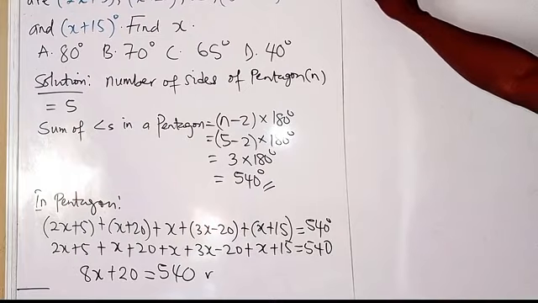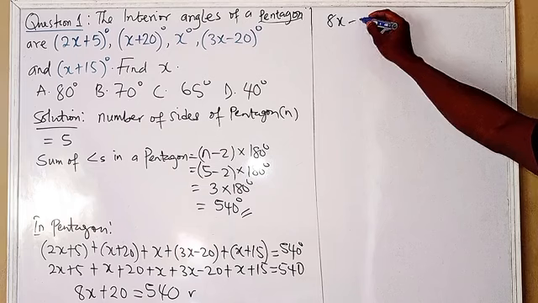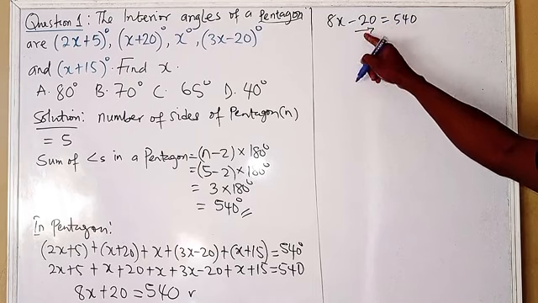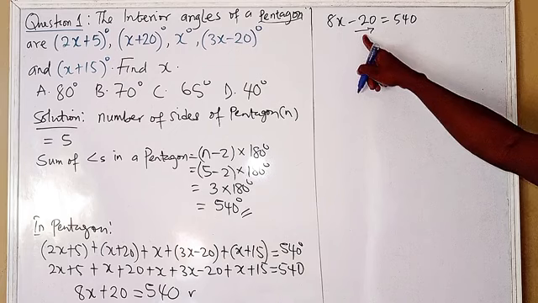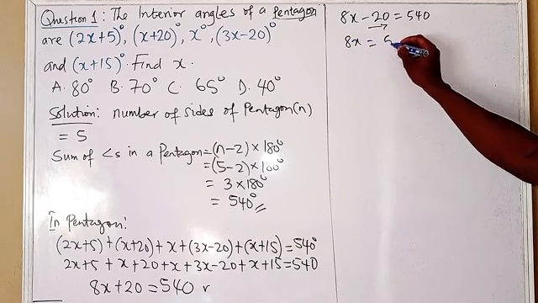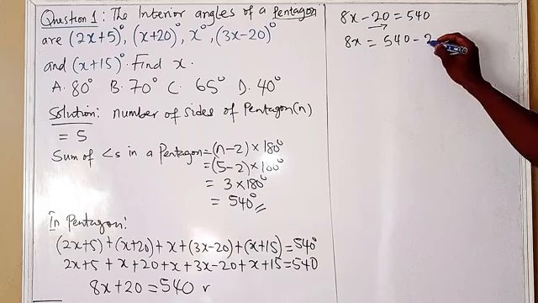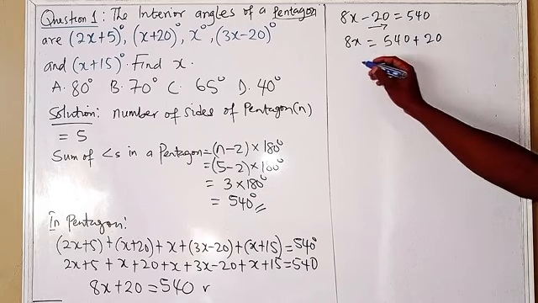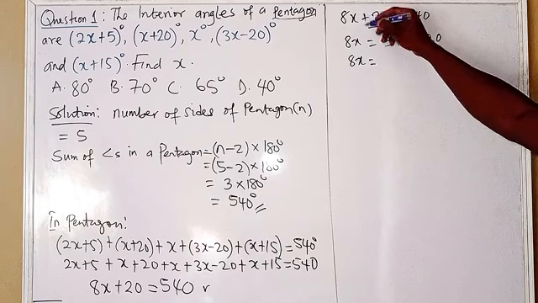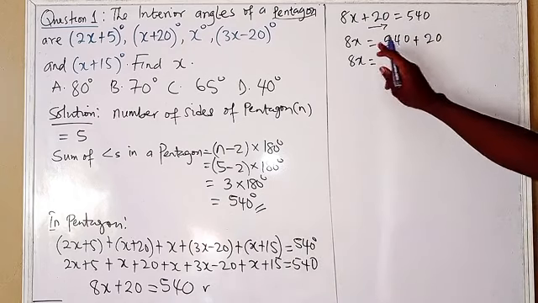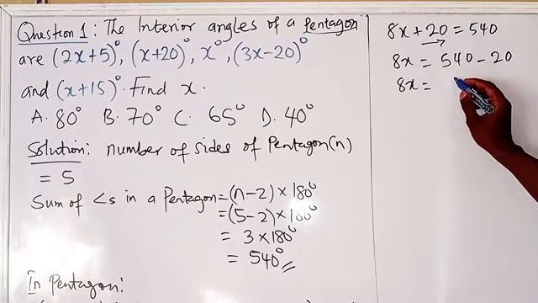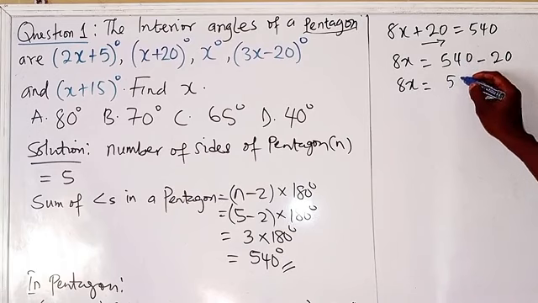From here, we have 8x plus 20 is 540. So now, transpose 20 from here. Transpose that side. x equals 540 plus 20. Down here, 540. It's minus, not plus. As this one is coming down here, it will change to minus, right? I'm sorry for that. So 540 minus 20 will give us 520.